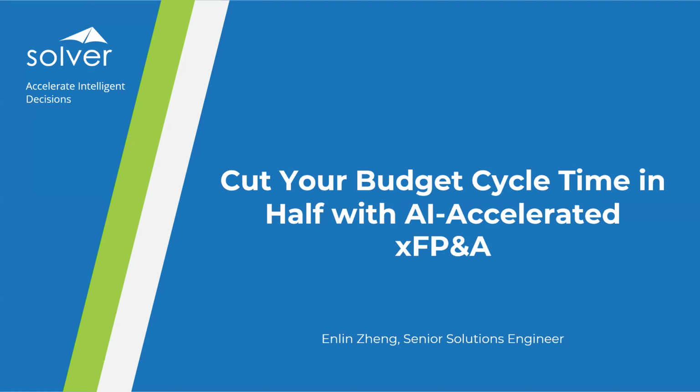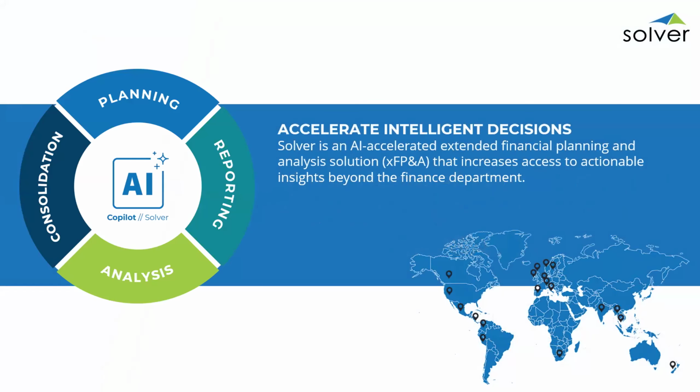So to start today's presentation, my name is Enlin, Solutions Engineer here with Solver. I want to talk about how you can cut your budget cycle time in half with AI accelerated xFP&A. So first, I want to talk about what is Solver. Solver is an AI accelerated extended financial planning and analysis solution.